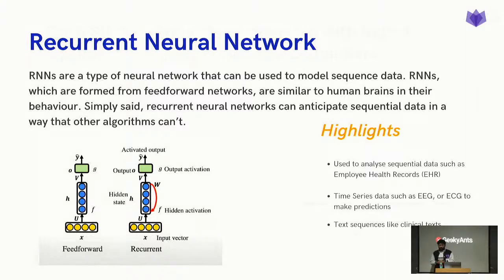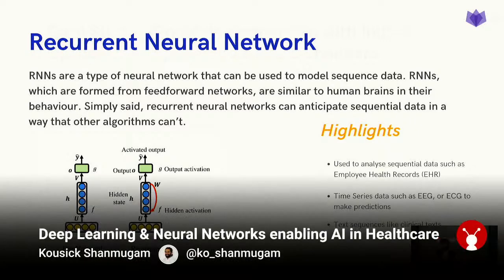It is used to analyze sequential data: ECG reports, EEG reports, and text sequences that clinical people write. Now, how this works is pretty simple. Like I said, there's an input layer, an output layer, and hidden layers. But the additional thing, in layman's words, is it also takes T minus one input from the previous set of input. So that's how it's able to predict for that particular context and use case.